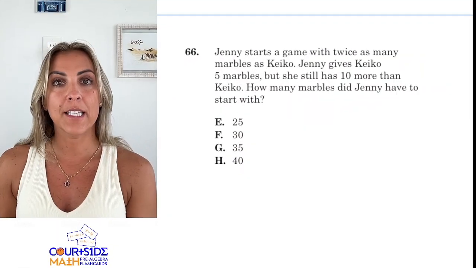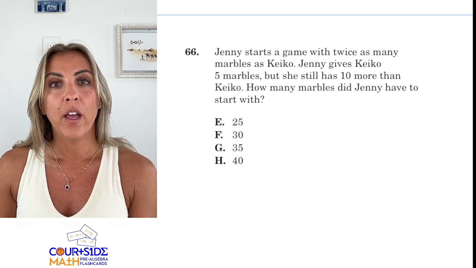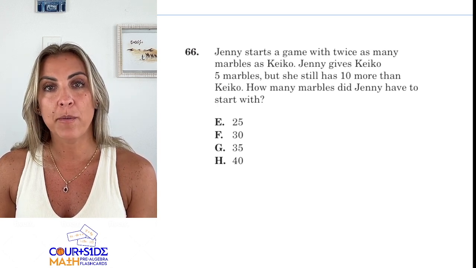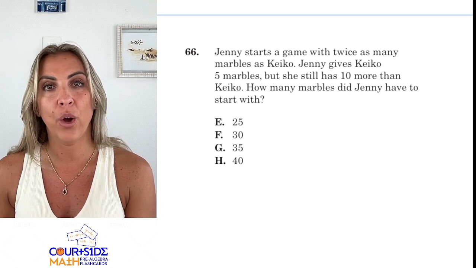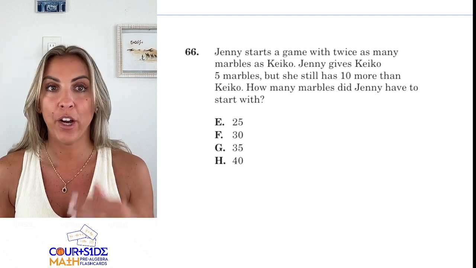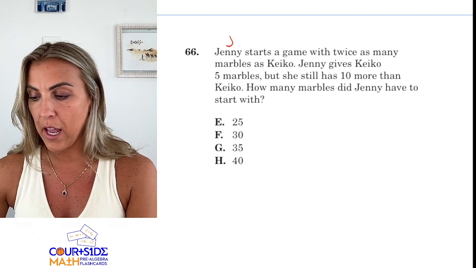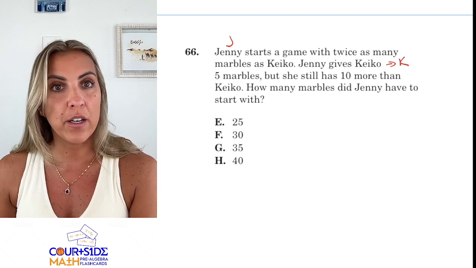All right, number 66. Jenny starts a game with twice as many marbles as Kiko. Jenny gives Kiko 5 marbles, but she still has 10 more than Kiko. How many marbles did Jenny have to start with? So I'm going to start assigning variables and writing expressions to help me solve this. I'm going to go ahead and call Jenny J. I'm going to call Kiko K. And we're going to start writing equations.